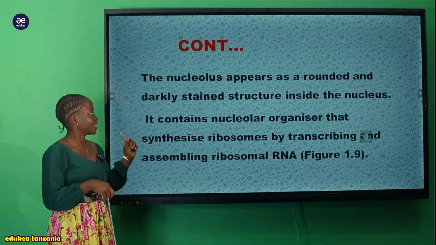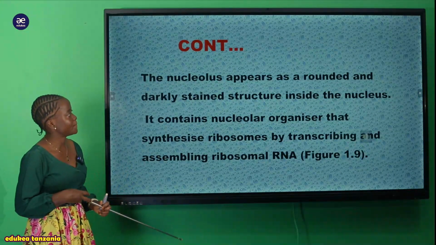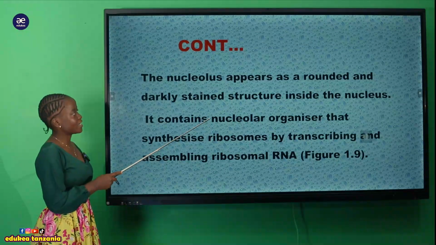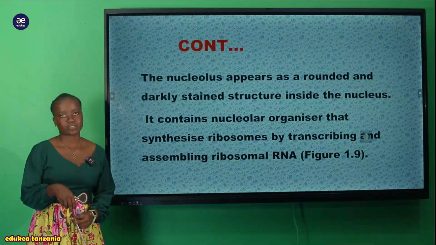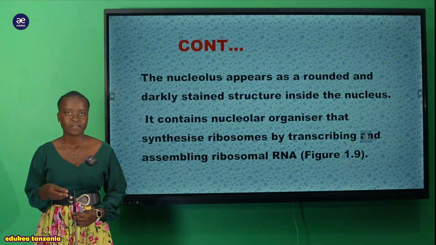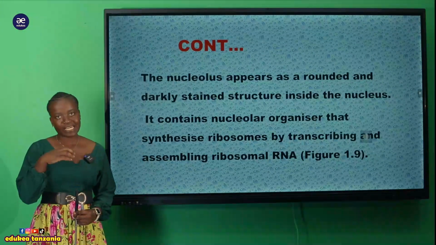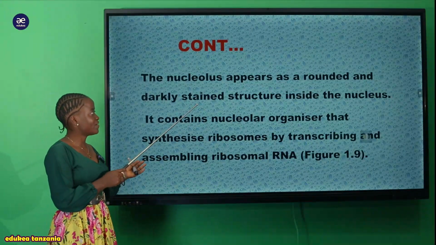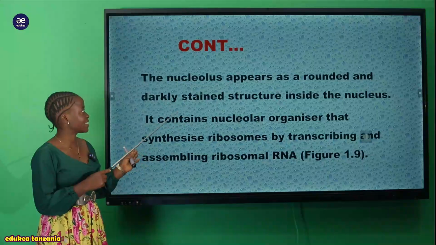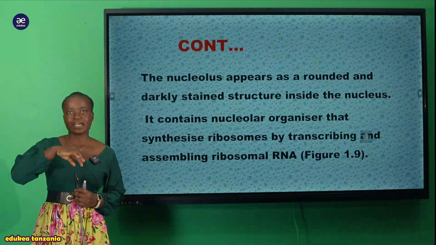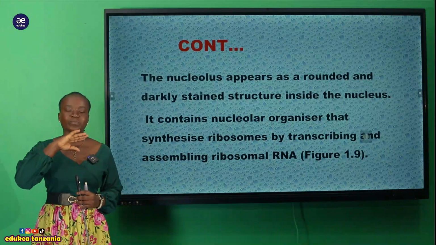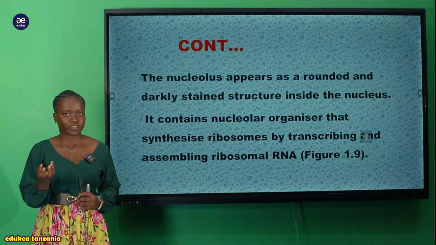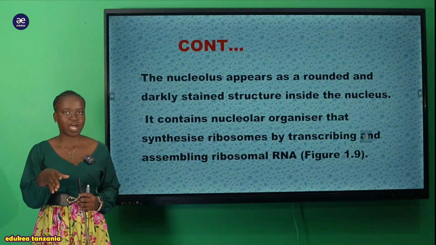So now we can also say that the nucleolus appears as a rounded and darkly stained structure inside the nucleus. We are going to see that dark stain, kwamba ile nucleolus inayopatikana ndani ya nucleus tunasema kwamba yenyewe inakuwa rounded and darkly stained. Yani ndani ya nucleus unakuta sehemu ambapo kumekolezwa kama kuna weusi fulani. We are going to see what this is in the structure.